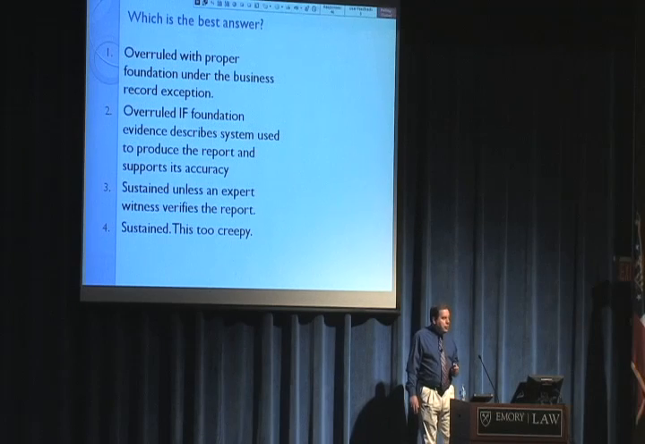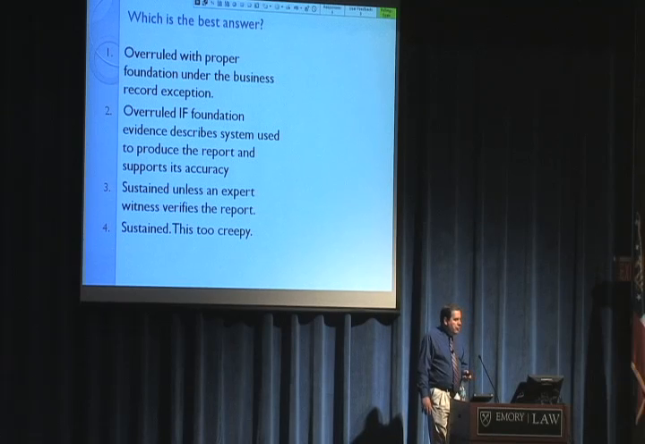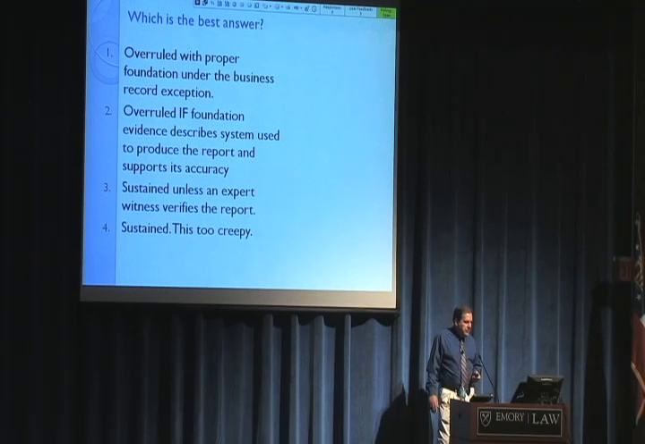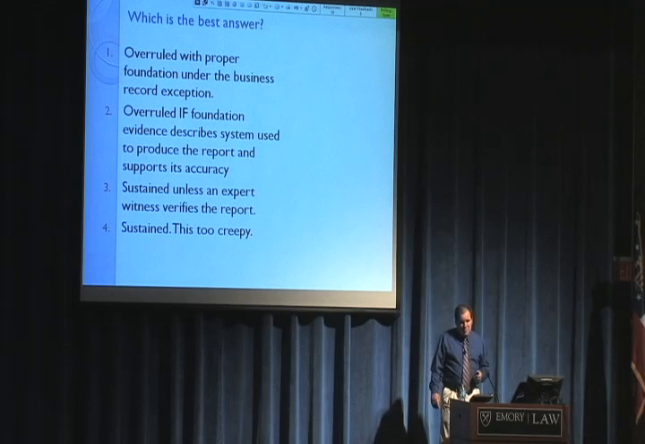Number one, overruled with proper foundation under the business record exception. 2, overruled if foundation evidence describes the system used to produce the report and supports its accuracy. 3, sustained unless an expert verifies the report. 4, sustained, this is too creepy, and yet it's becoming quite common.